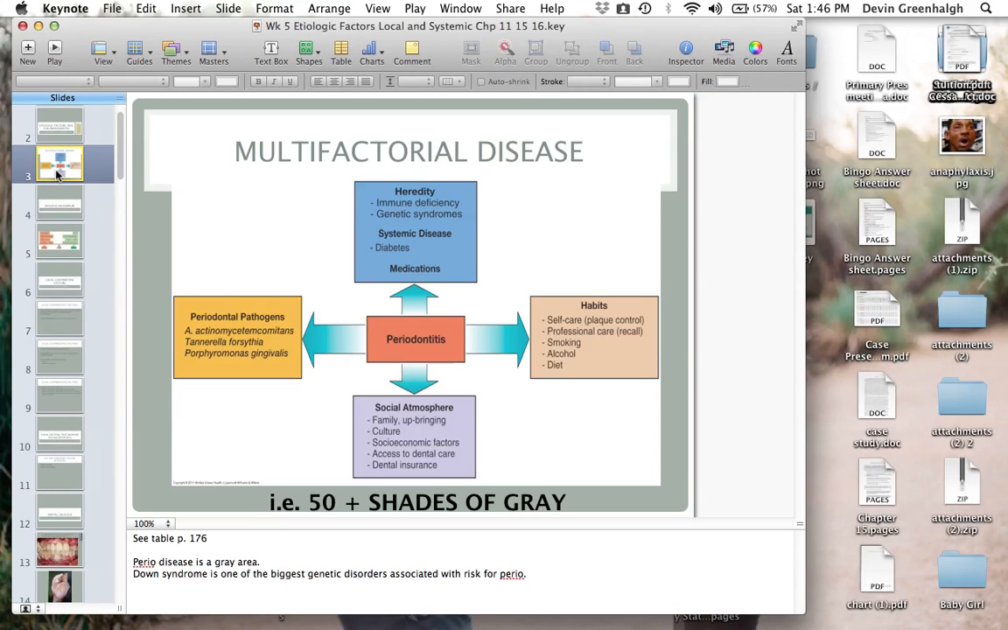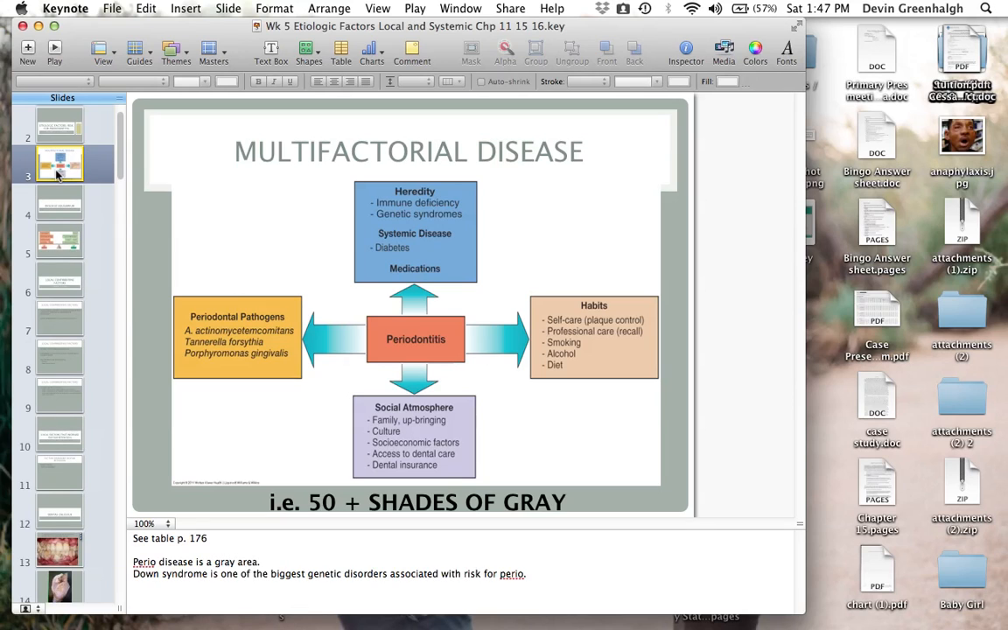You can have hereditary risk factors, such as something you inherit, an immune deficiency or a genetic syndrome, like Down syndrome. You can have systemic diseases that link to periodontal disease, such as diabetes. You can have certain pathogens in your mouth that can cause periodontal disease. The ones for perio are AA pathogens, which are Actinomycetemcomitans, and then the Tannerella, Fusobacterium, and the P. gingivalis.